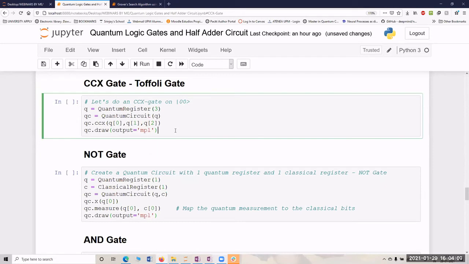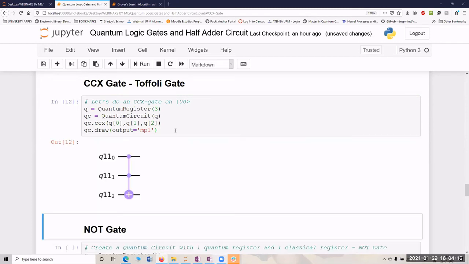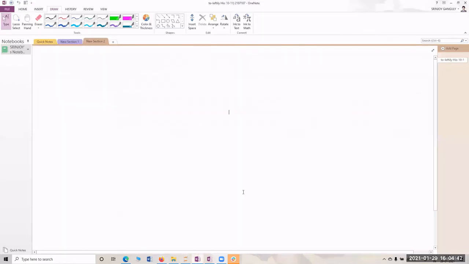Now we come to the Toffoli gate. This gate looks as follows. Here we have two control bits: Q0, Q1, Q2. Two of the qubits are controls, and the third one is the target. So the same operation applies. Only when both of them are one will the third bit be flipped. So for CCX.